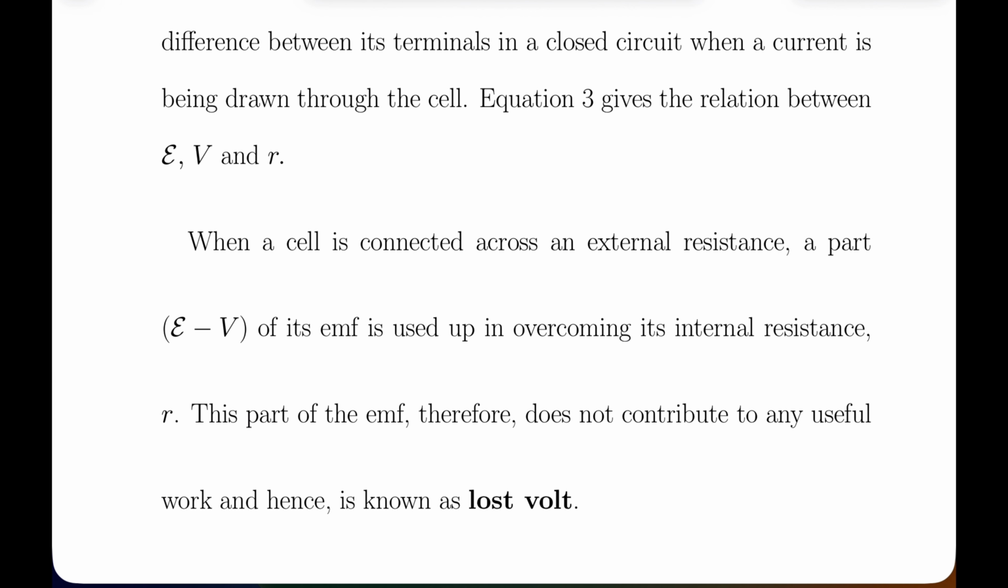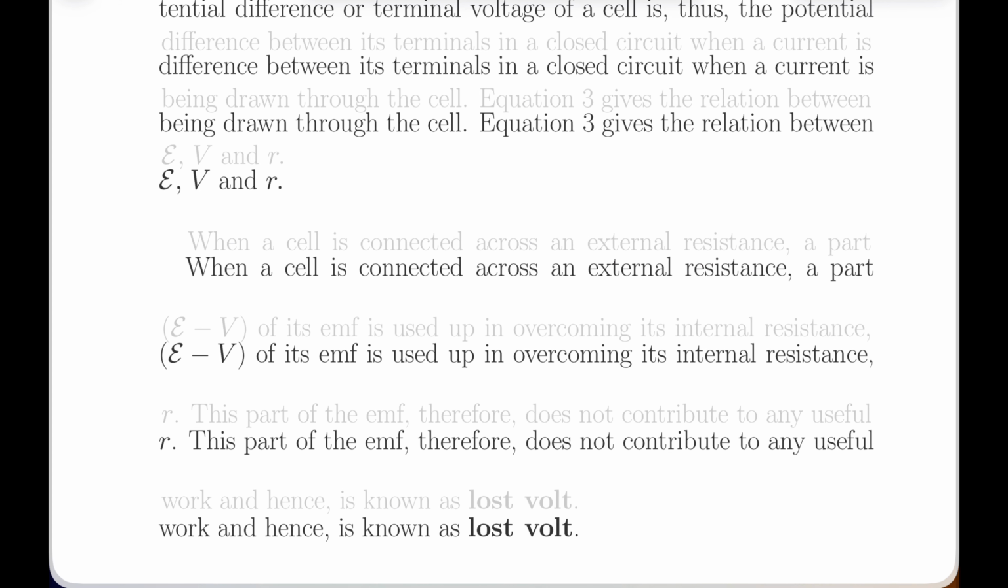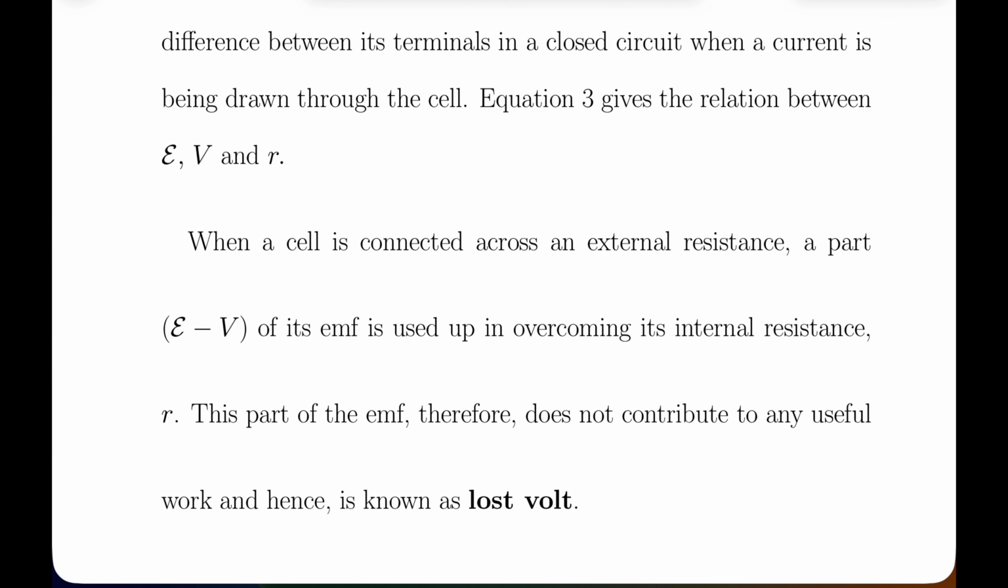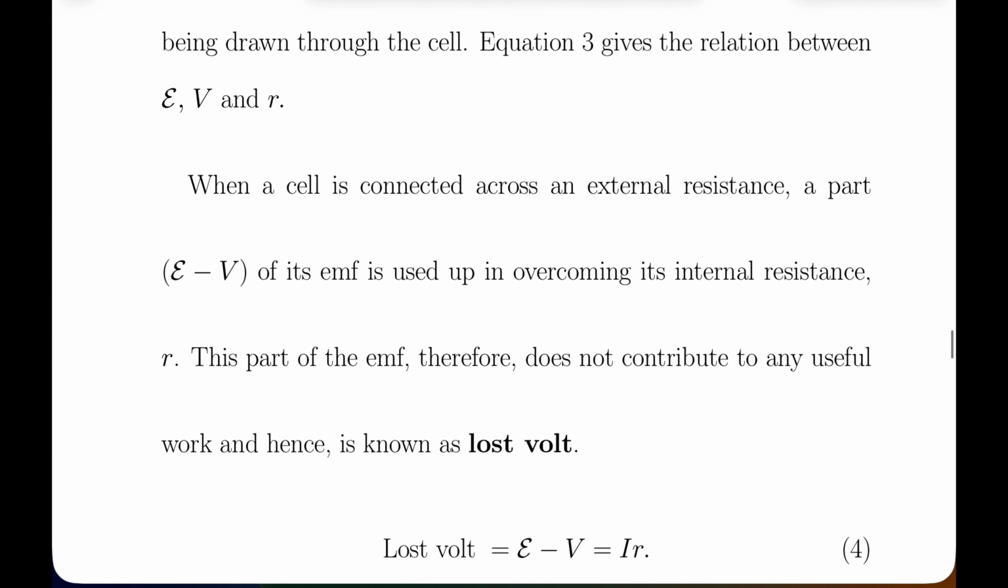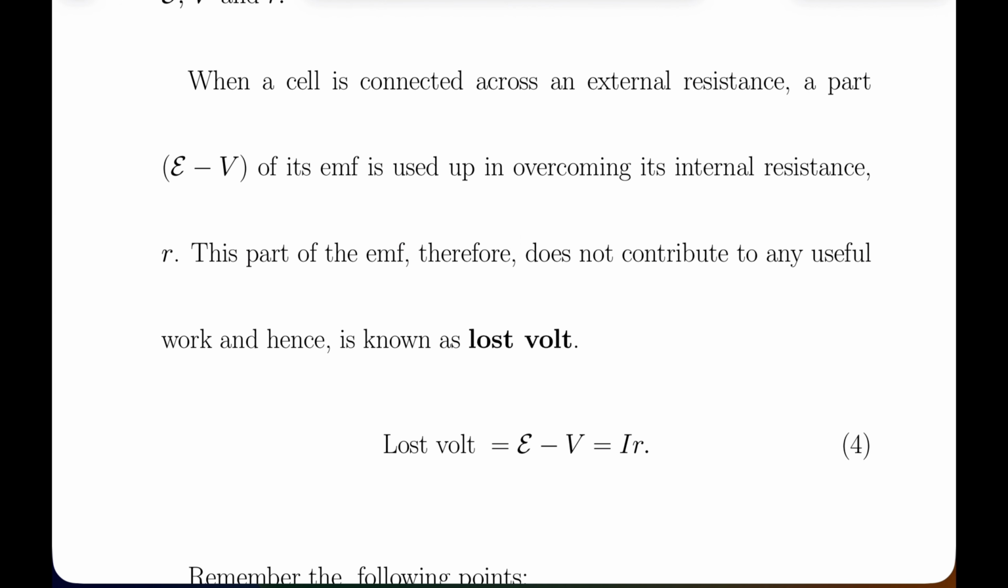When a cell is connected across an external resistance, a part of the EMF, that is E minus V, is used up in overcoming its internal resistance r. This part of the EMF, therefore, does not contribute to any useful work and hence is known as lost volt. So lost volt is E minus V, and that is equal to I into small r.